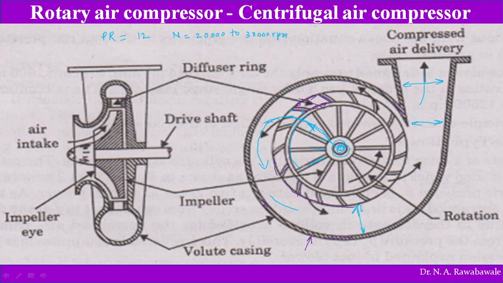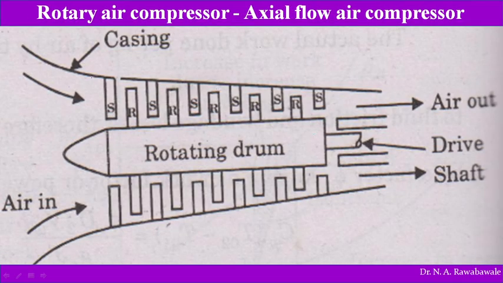Now coming to the next compressor, that is the axial flow air compressor. It has a casing. The outermost part is known as the casing, and to this casing stator blades are attached. The letter S is written, so all these are stator blades. Stator blades are stationary blades mounted over the casing. The casing is not a moving part, and the blades connected to the casing are known as the stator blades. So these are the stators.